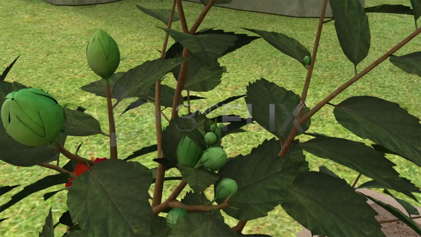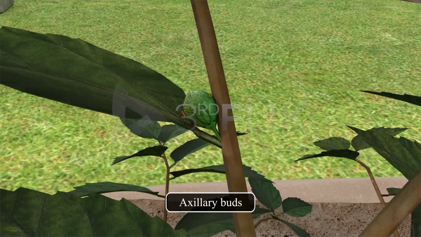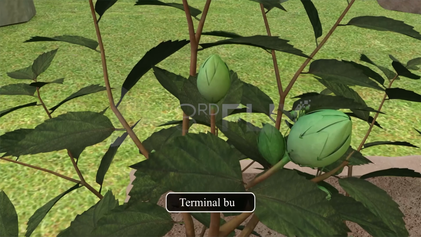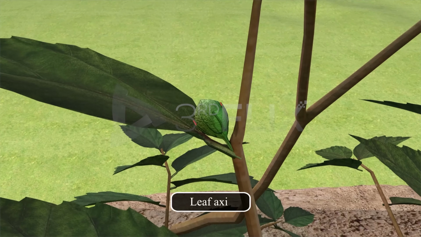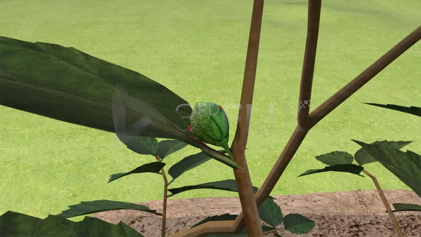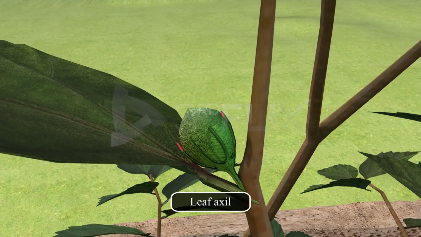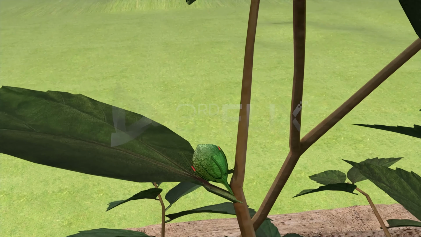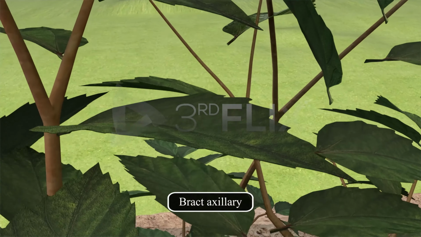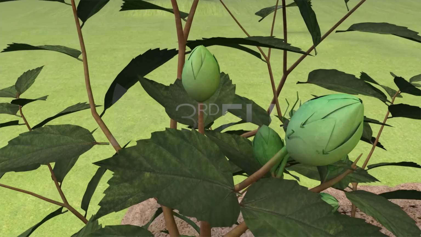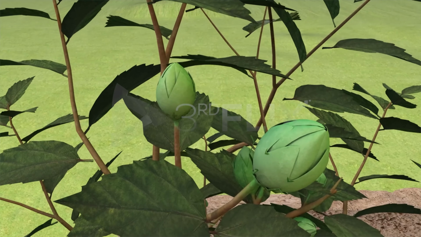According to their position, buds are classified into two types. They are axillary buds and terminal buds. Axillary bud develops in the leaf axil. The angle between the upper surface of the leaf and the stem is called as the leaf axil. Leaf axillary bud generally develops into a lateral branch. Bract axillary bud generally develops into a flower. Terminal buds help in the elongation of stem and branches.